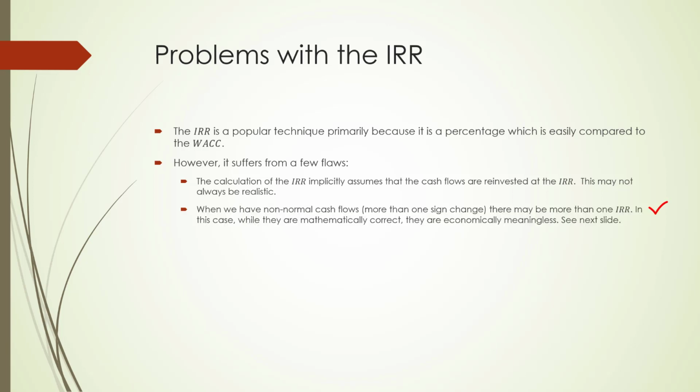Secondly, when we have non-normal cash flows, and we'll see an example of that later on, but non-normal simply means that there's more than one sign change in the stream of cash flows. So you go from positive to negative and back to positive. That's a sign change. Actually, that's 2 sign changes. And so that creates a problem because then you can have multiple IRRs. And as we'll see, they'll be mathematically correct, but economically meaningless.